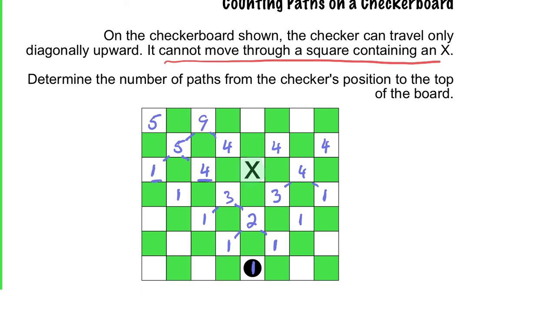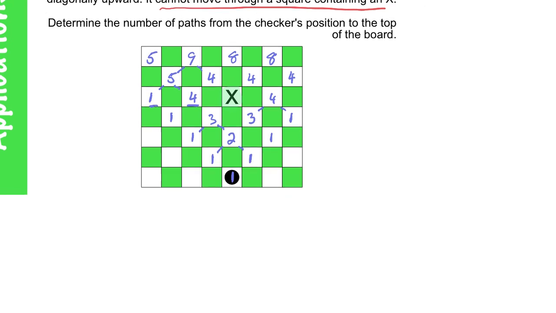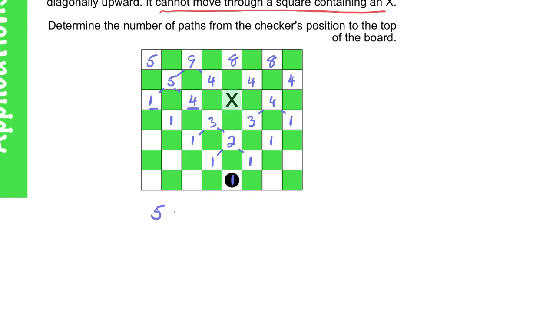This becomes 9, becomes 8, and becomes 8. So again, adding those numbers up, 5 plus 9 plus 8 plus 8. So that's 16 plus 14, which will be 30 ways.